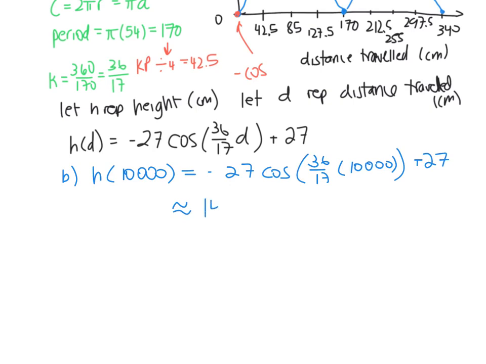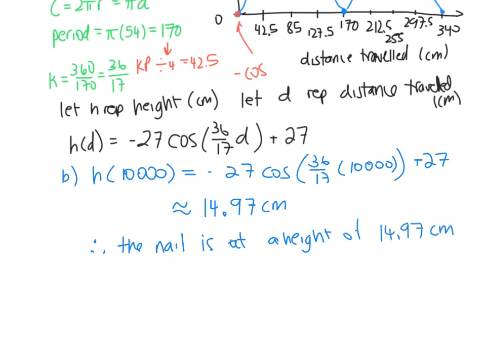Okay, so hopefully you got 14.97 centimeters. And now we can write our therefore statement. Therefore, the nail is at a height of 14.97 centimeters.